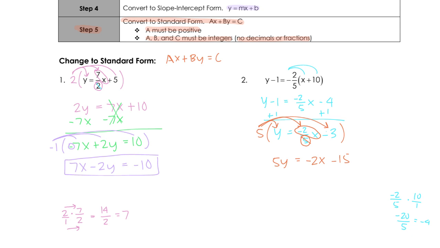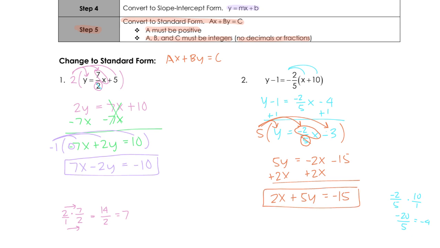Then the last thing here is we need to get x and y on the same side together. So we're going to do that by adding 2x to both sides. And then we would have 2x plus 5y, remember the order matters, equals negative 15. Now the nice thing about this problem is when I moved that 2x to the other side, it automatically made a be positive, which is exactly what I want. So this would be my final answer.